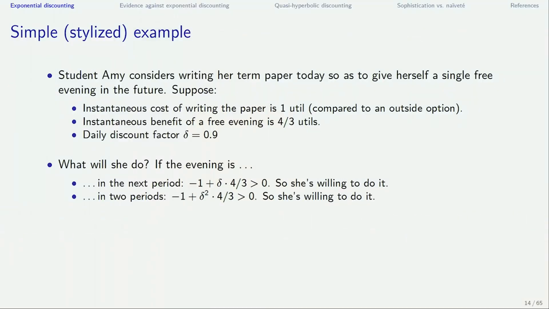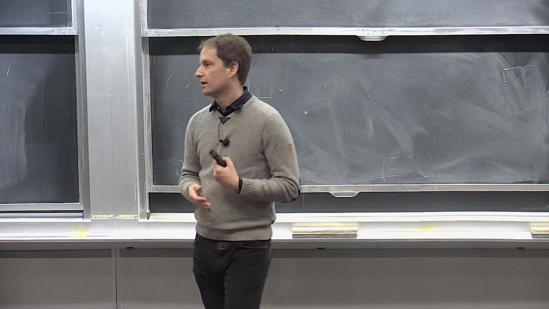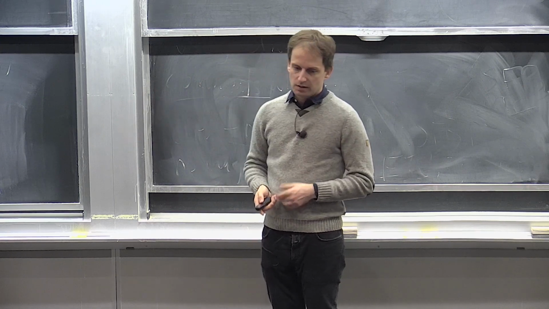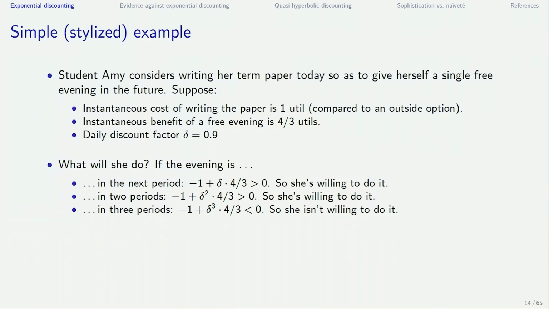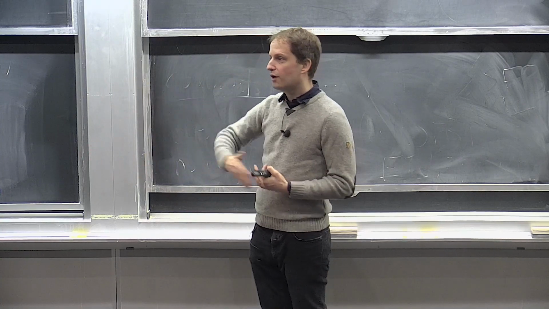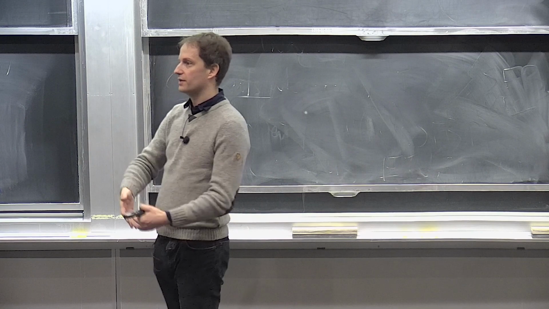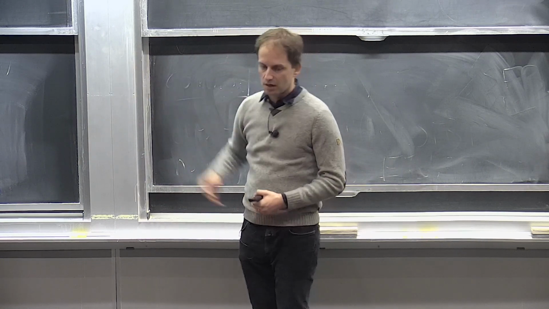Now, in 2 periods, she does the exact same thing, but 2 periods is further away in the future, so she discounts it by delta to the power of 2. And that gives her, again, something larger than 0, if I got the math right. So she's still willing to do it if the free night comes 2 nights from now. If it's in 3 periods, however, it turns out that -1 plus delta to the power of 3 times 4/3 is in fact smaller than 0, so she will not do it. So when she thinks about costs and benefits, it depends a lot on how far away the benefits are. The further away in the future, the more they get discounted, and the less likely she is to do something that costs her utility now and yields benefits in the future.